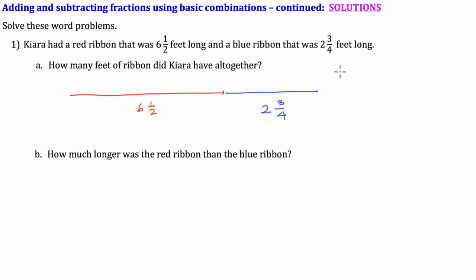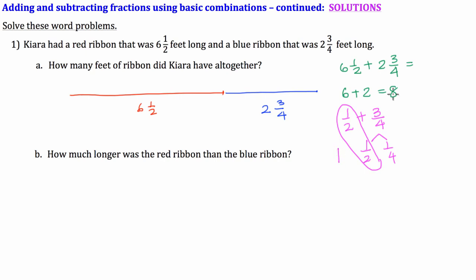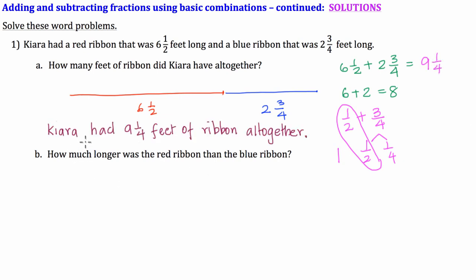Let's set up an equation for this. 6.5 plus 2 3/4 equals. So we know that 6 plus 2 equals 8, and half plus 3/4. Well, how do we add this? We know 3/4 is made of half and 1/4. And if we add together these halves, we know it's 1. So we have 8 plus 1, 9, and another 1/4. So that is 9 and 1/4. So here is the answer sentence. Kiara had 9 and 1/4 feet of ribbon altogether.